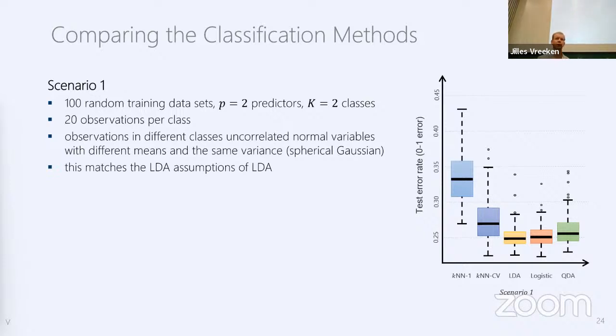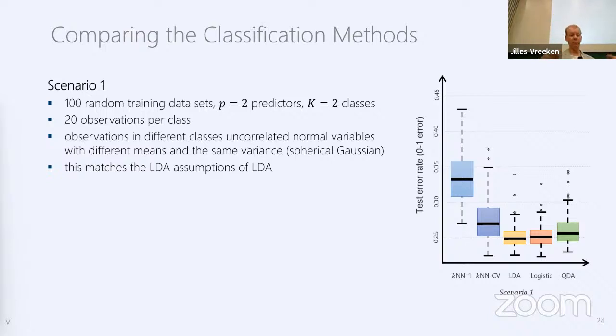In the next few minutes, I have six more slides, if I count correctly. I'm going to go over six scenarios relatively quickly, and then we see in which of those which method shines and why. In all setups, I have around 100 random training data sets, all of which have two predictors and two classes. Simple, right? 20 observations per class in a data set, 40 data points.